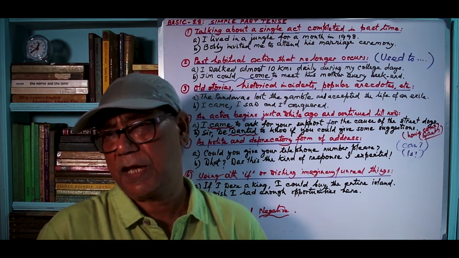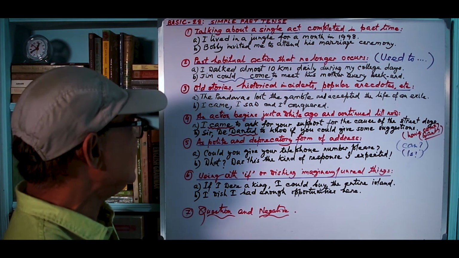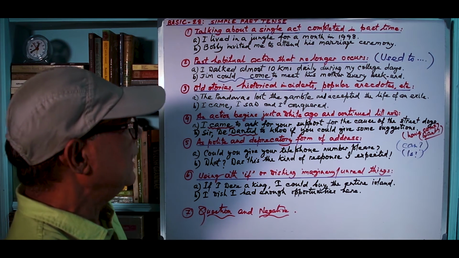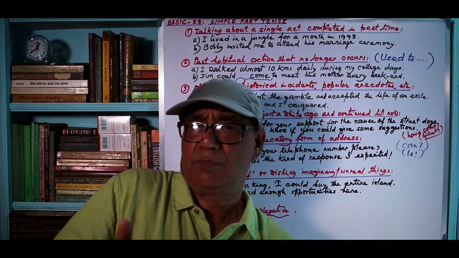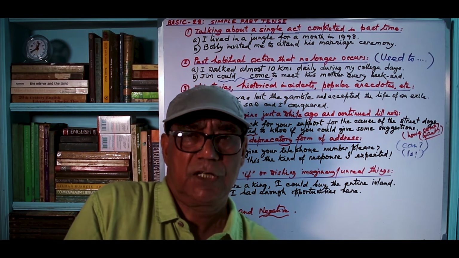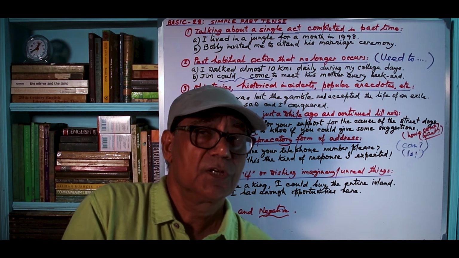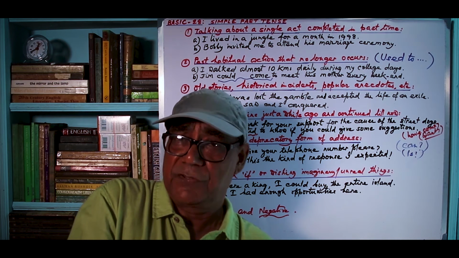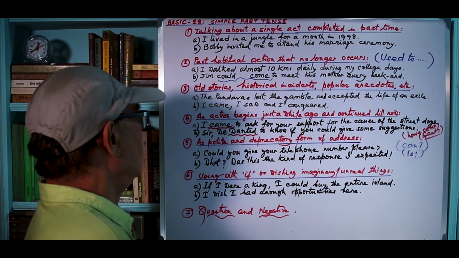and say great sayings. Then number 4, an action begins just a while ago and continued till now. Almost this is very much present tense, not at all past tense. Maybe in that case also we can use simple past tense format. Here I give you an example that will make it more clear.